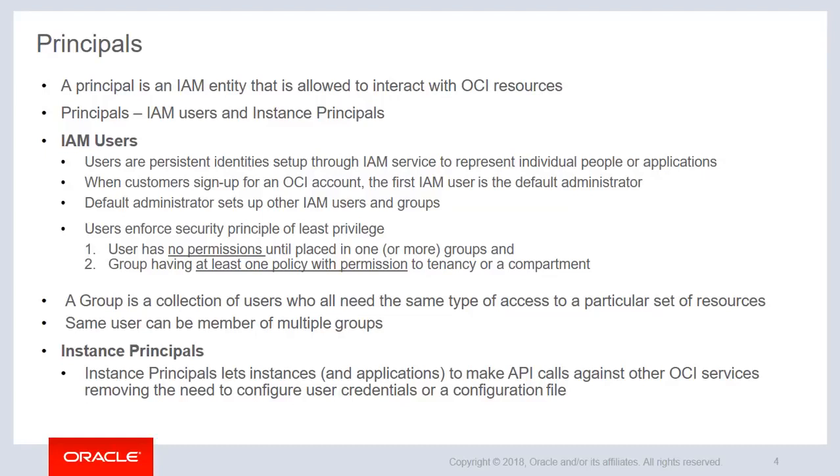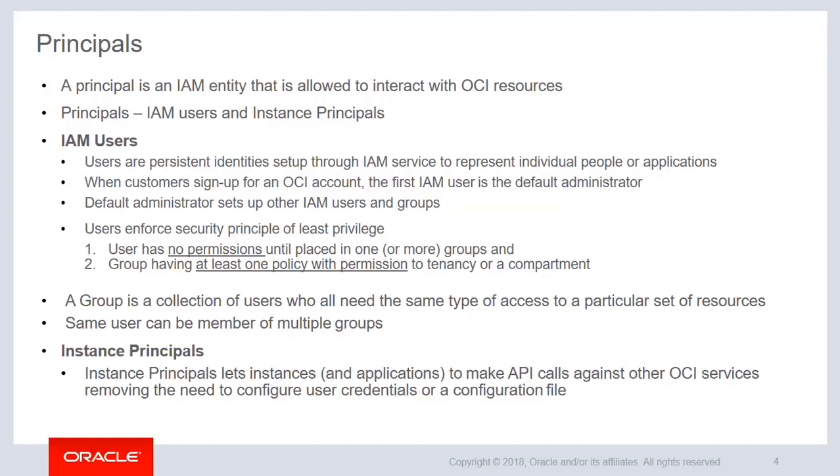Now there is another kind of principal within OCI, which is called instance principal. Instance principal lets instances and applications running on those instances make API calls against other OCI services, removing the need to configure user credentials or a configuration file. So think about it this way: if you have a compute instance and you're running an application on it, the compute instance, using this kind of authentication, can call other OCI services like object storage without really needing a user credential or a configuration file.